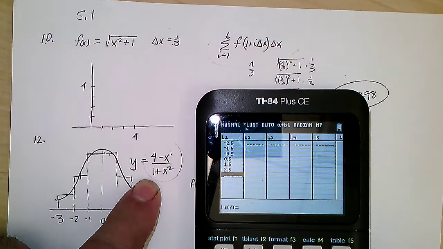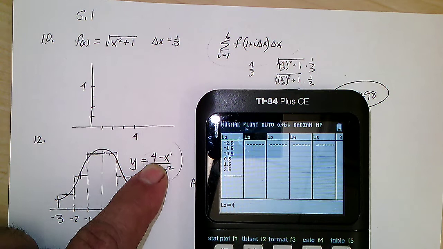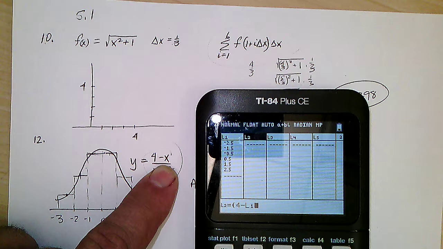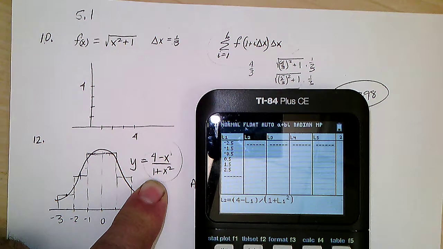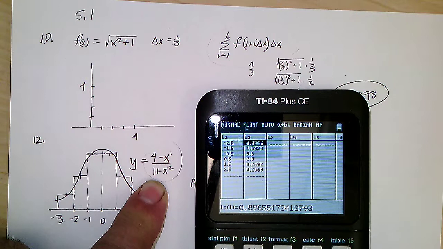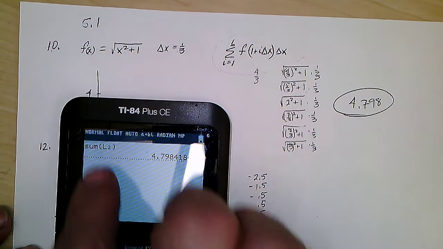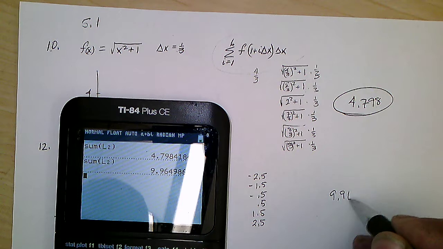And I got to put them into this equation, which means I'm going to do parenthesis 4 minus the number in list 1, close parenthesis, divided by, open parenthesis, 1 plus what's in list 1 squared, close parenthesis, and there's all of those numbers in list 2. So then I quit, and then I got to find the sum of list 2 again, and this time that sum is 9.9649.